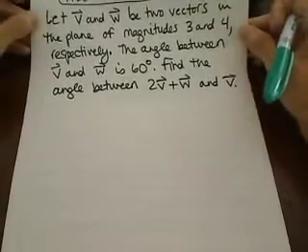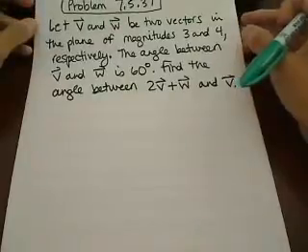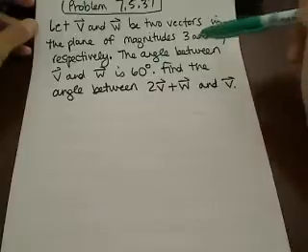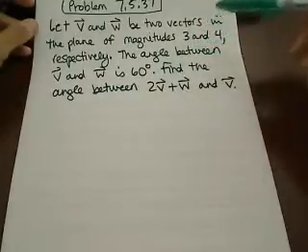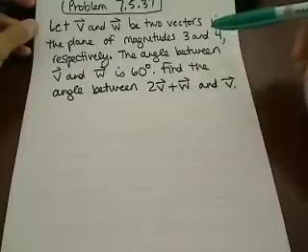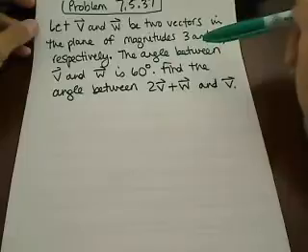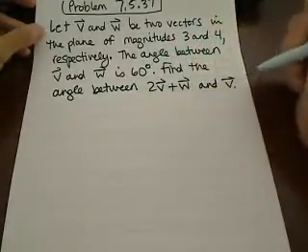This is problem 7.5.37, and they're asking us to let the vectors v and w be two vectors in the plane of magnitudes 3 and 4, respectively. So v is 3 and w is 4. And then they're telling us the angle between v and w is 60 degrees, and we want to find the angle between 2v plus w and v.